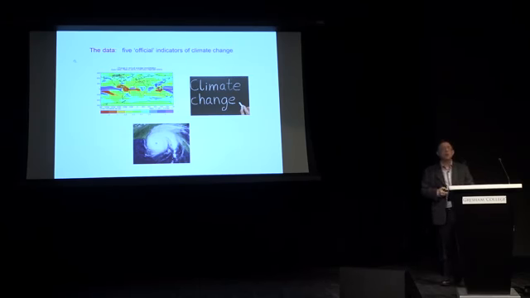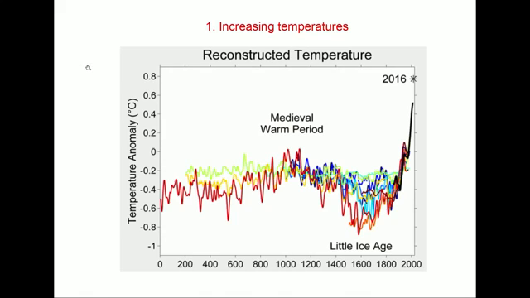Okay, well, until recently, climate change wasn't called climate change at all. It was called global warming. And one of the key indicators that the climate is changing is that things are getting warmer. So here's a picture I really like. This is a picture of the temperature of the Earth over the last 2,000 or so years.